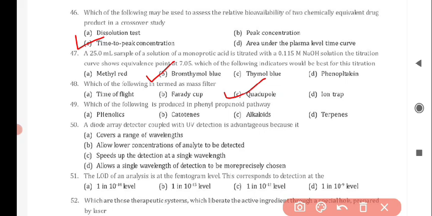Next question is, which of the following is produced in phenylpropanoid pathway? And the correct answer is option A, phenolics. Next question is, a diode array detector coupled with UV detection is advantageous because it, and the correct answer is option A, because it covers a range of wavelengths. Next is, the load of an analysis is at the femtogram level. This corresponds to detection at the, and the correct answer is option B, 1 in 10 to the power minus 15 level.